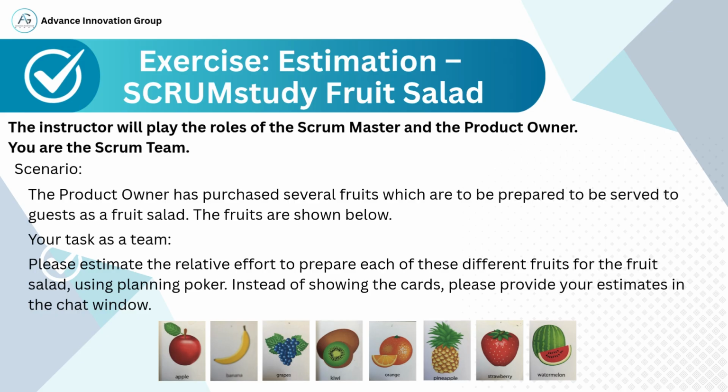Now, as the product owner, I'll start presenting the fruits one by one, and your task is to think about how much effort it takes to peel, chop, and prepare each one. Discuss briefly if needed. And finally, vote using numbers like 1, 2, 3, 5, 8, 13, etc. based on the complexity. This exercise helps us understand how each person may view effort differently, and how we can reach consensus as a team.